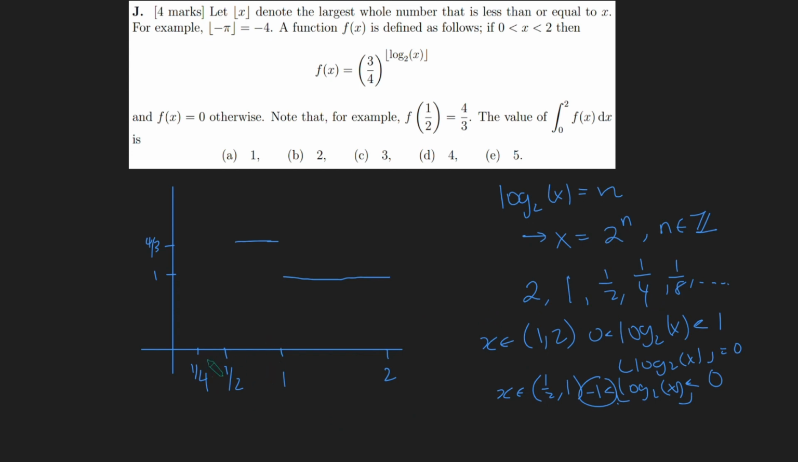So when x is between a half and a quarter, log base 2 of x is going to be between minus 2 and minus 1, because log base 2 of a quarter is minus 2 and log base 2 of a half is minus 1. So the floor of it is going to be -2. So I've got 3/4 to the power of -2, which is 4/3 squared, which is 16/9, which is, well, bigger than 4/3. So maybe somewhere there.